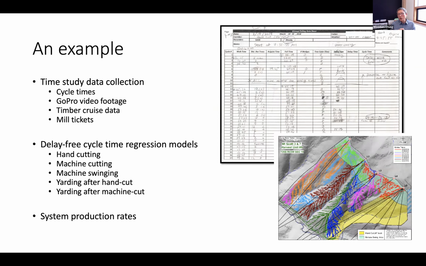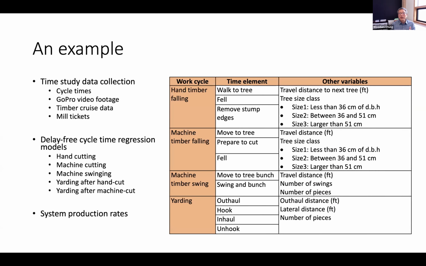And then the map shows where the machines were. Okay, we use a GPS to track down the locations of machines on the ground. And then this shows the data that we collected during time study. So work cycle will be defined, and each cycle includes this kind of time elements in it, and then variables that we collected during time study. That includes the travel distance between trees, and then the size of trees, and the number of pieces moved, and then the out-haul distance or lateral yarding distance, and so on, okay, for yarding operations.